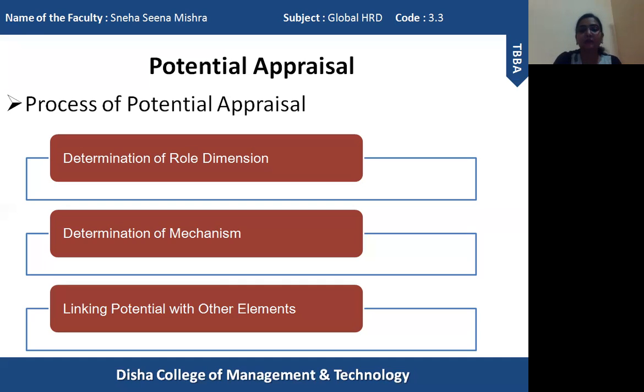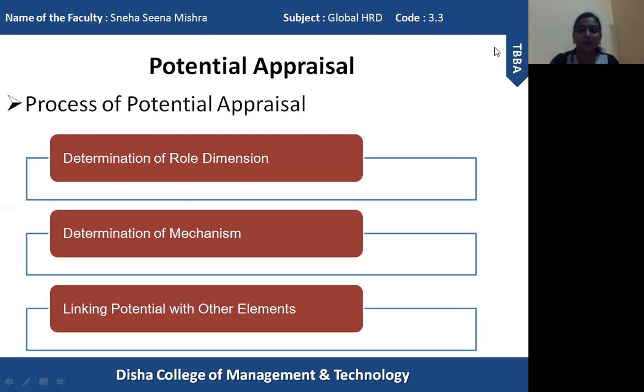But linking potential with other elements is also very important. Here it actually means that whenever we are trying to find out the hidden potentials or the true potentials of the employee, we need to arrange it in such a manner that it will coordinate with other requirements of HRM. So that is very important. Other requirements of human resource development, because this is also one of the method used for developing the qualities, the potentials, the capabilities, or you can say for overall development of human resource.